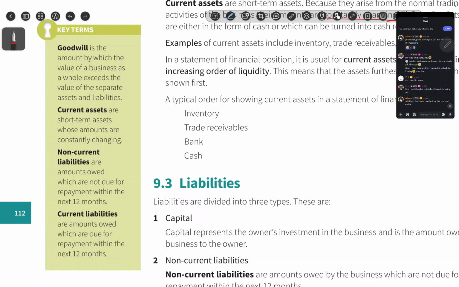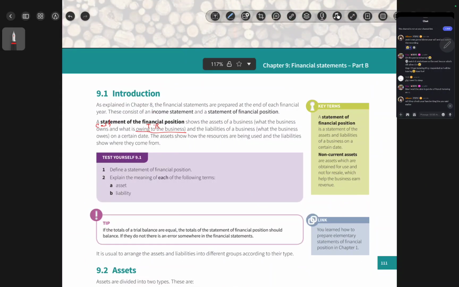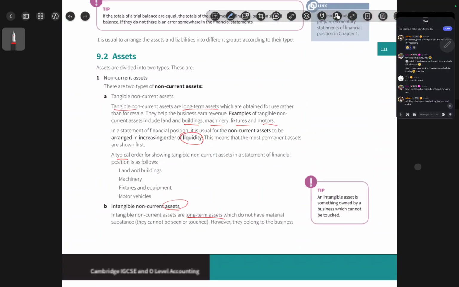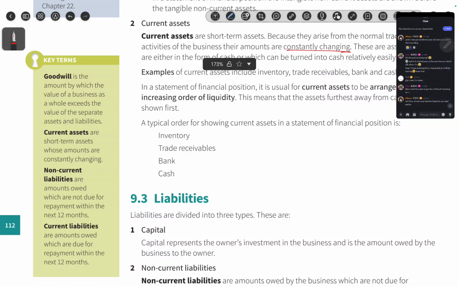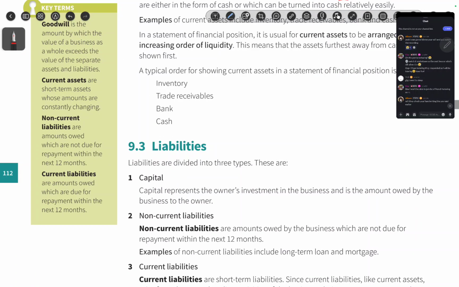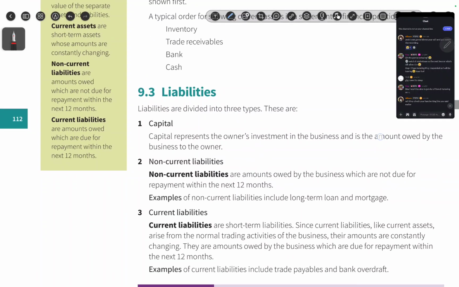Current assets are short-term assets whose amounts are constantly changing, meaning their amount changes within the year. Non-current assets are not for resale and help the business earn. Non-current liabilities are amounts owed which are not due for repayment within the next 12 months. I already discussed this in chapter 1 or 2. And current liabilities are amounts owed which are due for repayment within the next 12 months, meaning that you have to pay them back within 12 months.